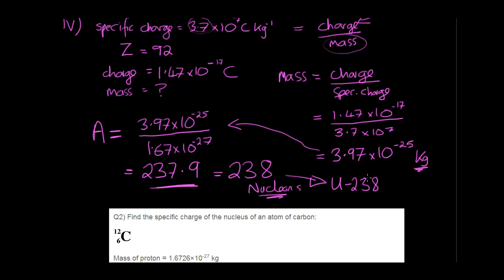Uranium-238. So the number of neutrons, you got it, is the mass number or nucleon number, 238, and we subtract 92 from it. There we go, and we're going to get 146 neutrons. Ta-da!